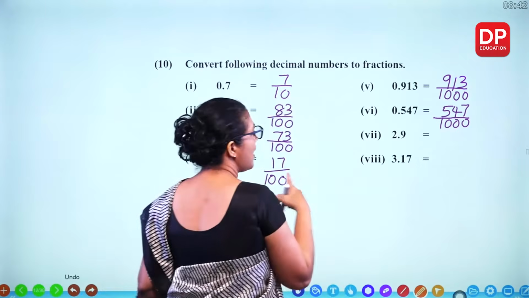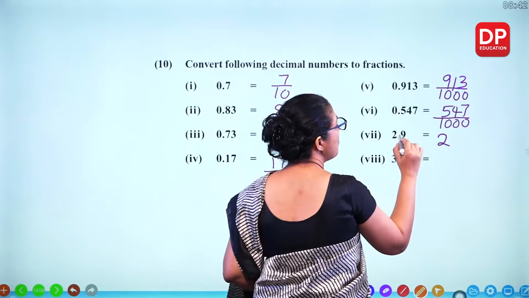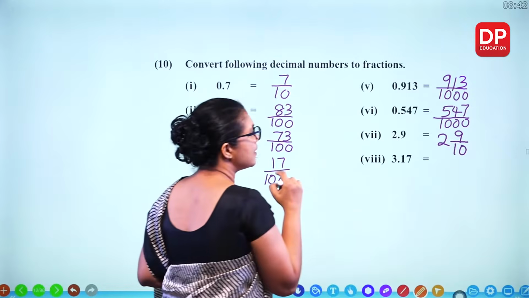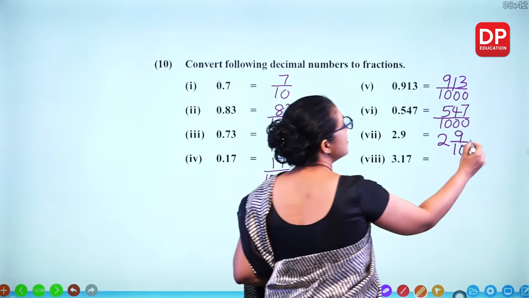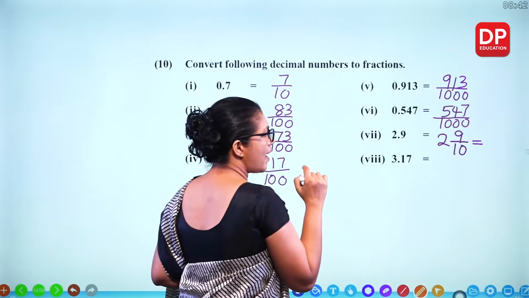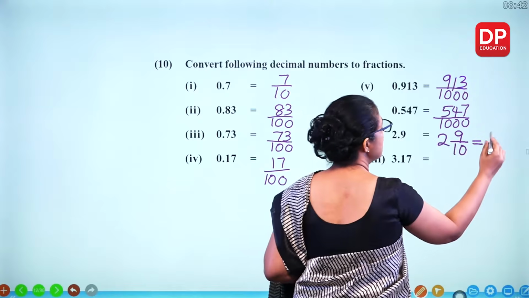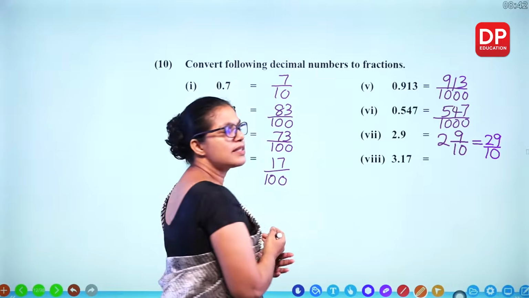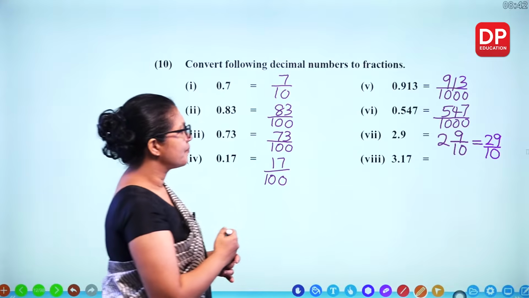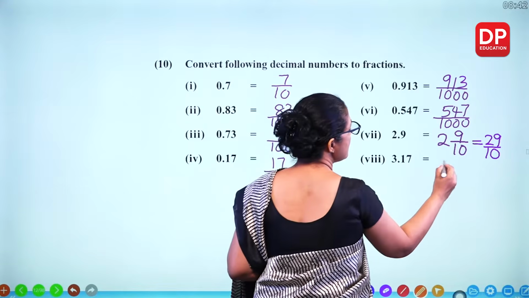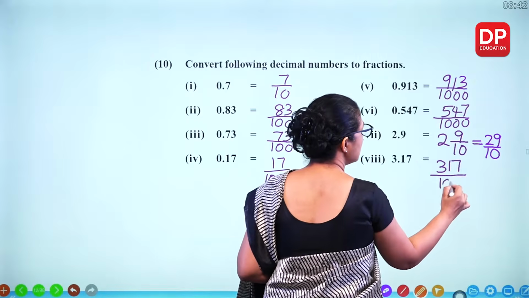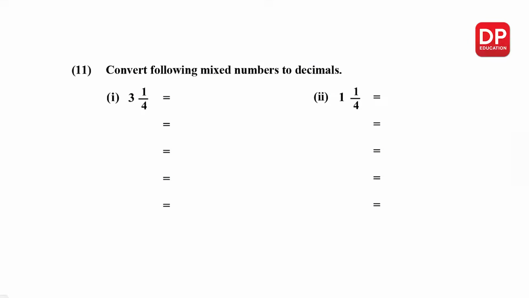2.9. You can write 2 is the whole number, 0.9 you can write 9 over 10. So as an improper fraction you can write 29 over 10. So you can write 29 over 10 as well. Then straight away we can write this one, 317 over 100.